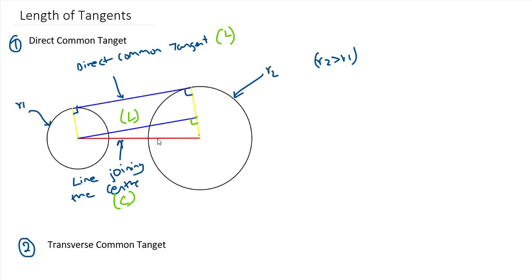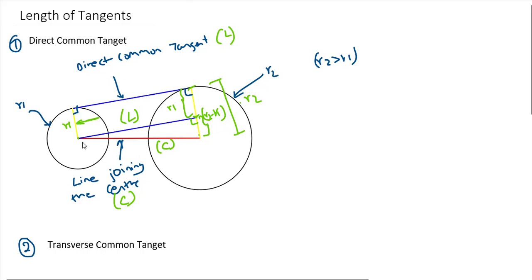This length is L, this red length is C. Now this is R1, and this portion from here to here is parallel to this line. So if this is R1, this portion from here to here will also be R1. This entire thing is the radius of this circle, which is R2. So just this portion will be R2 minus R1.